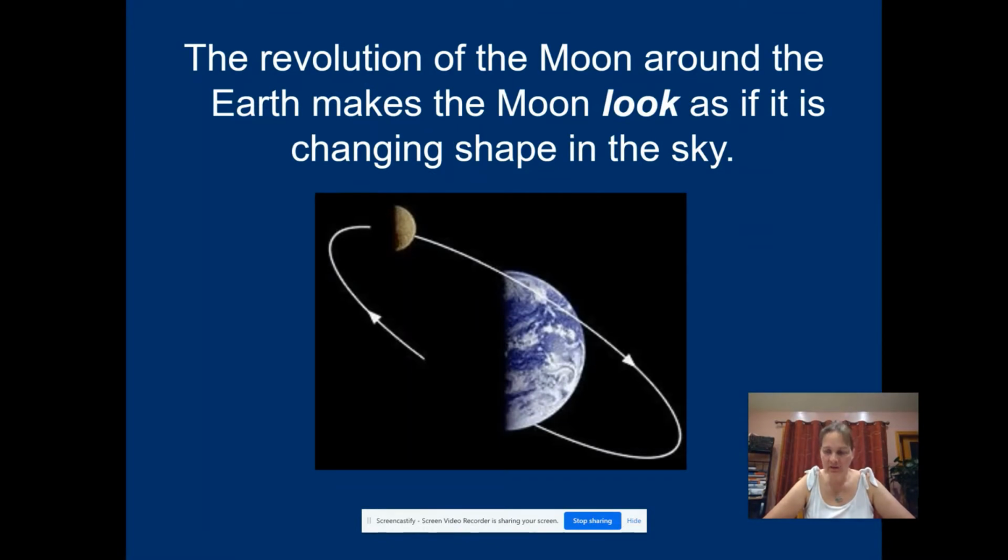Okay. The other reason the moon appears different is because the moon revolves around Earth. So the revolution of the moon around Earth makes the moon look as if it is changing shape in the sky, but the moon itself is not changing shape.